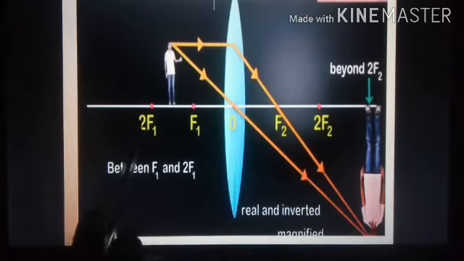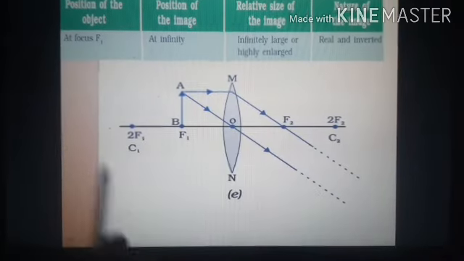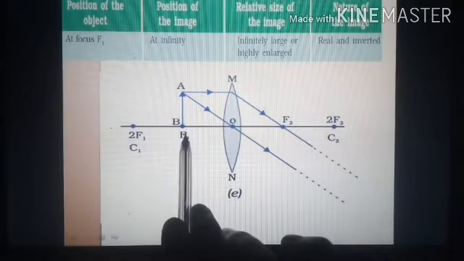So the object is placed between f1 and 2f1, the image will be formed beyond 2f2, and it will be an enlarged image. And the fifth case: the object is placed at the focus.